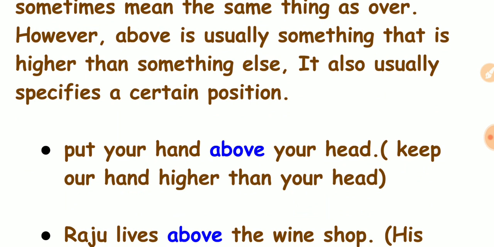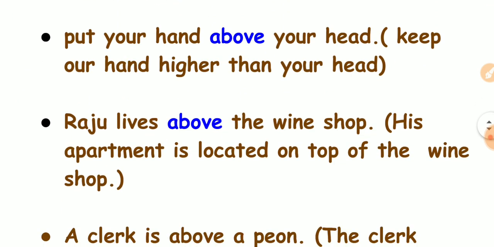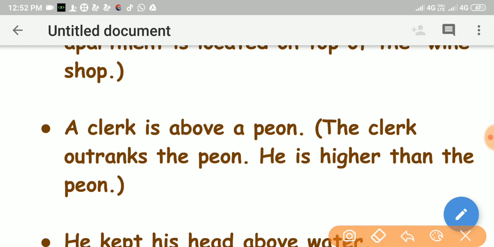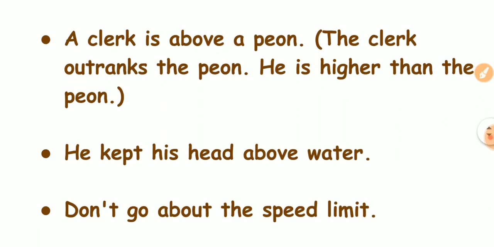So here, let us go with the other example. Raju lives above the wine shop. The meaning is his apartment is located on the top of the wine shop. Similarly, a clerk is above a peon. See this, my dear friends, this is another usage of above. That one we are going to discuss a little bit later.